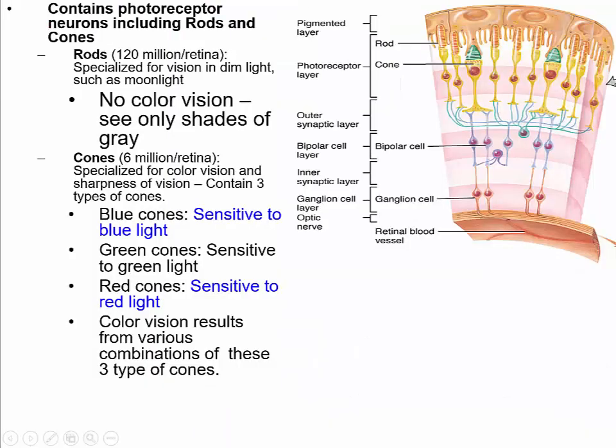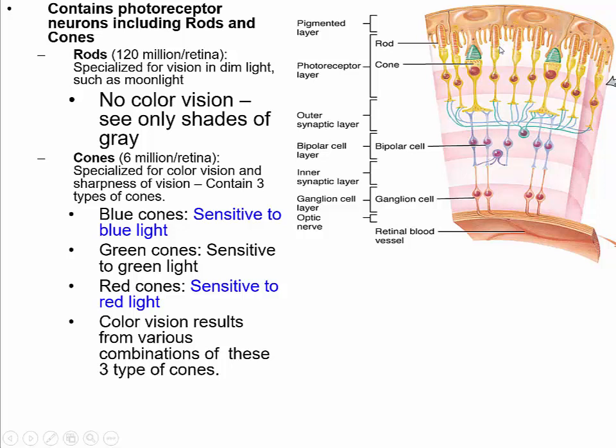So the photoreceptors, including rods and cones, when you look at your rods, you have about 120 million per retina. They're specialized for vision in dim light, such as moonlight. There's no color vision seen with these rods. It's only the black and white vision, or night vision. The cones, you have a lot fewer cones in the eye. Each eye has about 6 million cones. They're specialized for color vision, and they have a cone shape versus the rod shape of the rods.